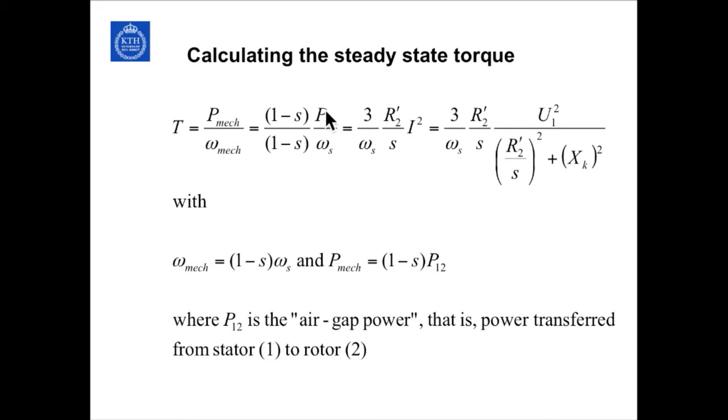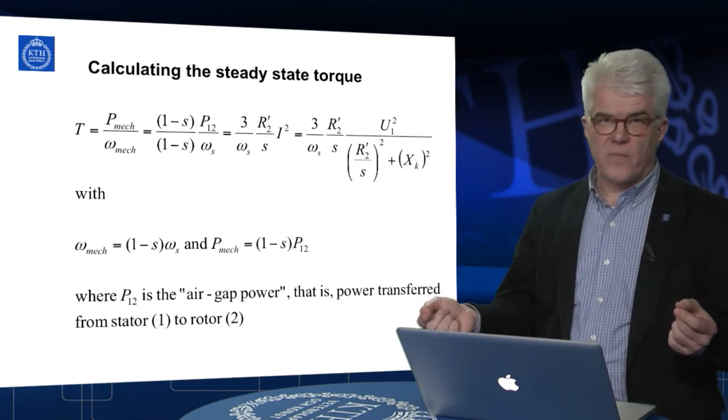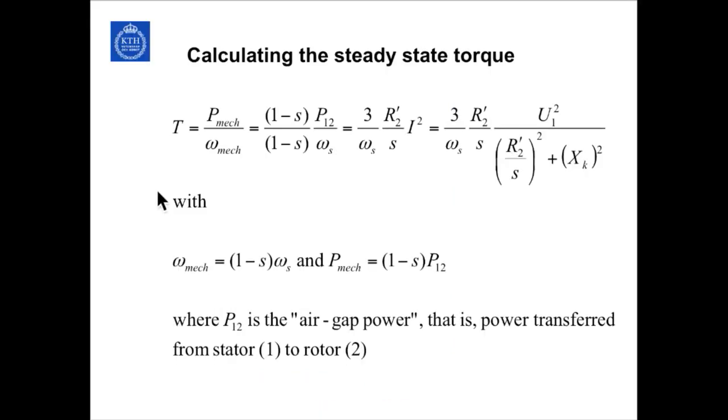And this is of course then given by 1 minus the slip times P12, where P12 is called the air gap power. That is the power that goes from the stator into the rotor of the machine. Then we have the mechanical speed, which is lower than the synchronous speed, 1 minus S times the synchronous speed. And if we put up P12, it's 3 times the resistance where the power is in the rotor, times the square of the current.